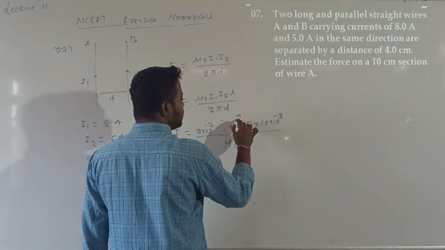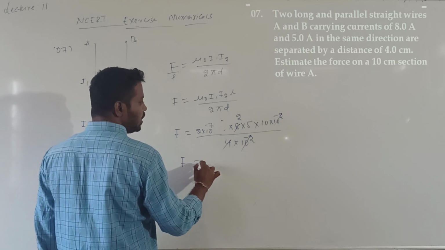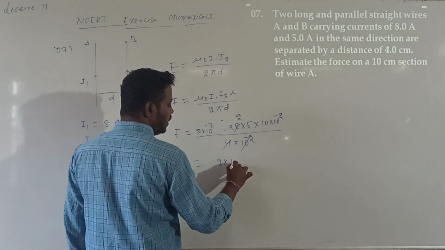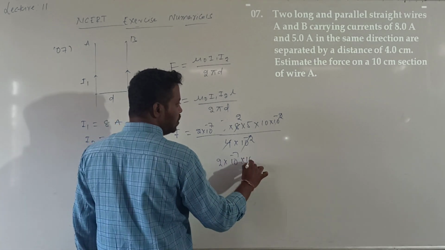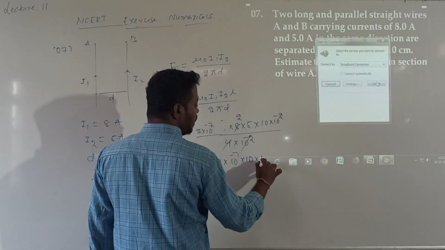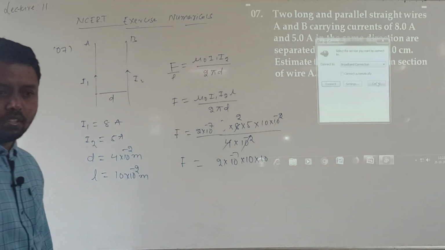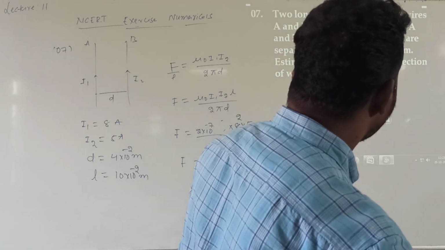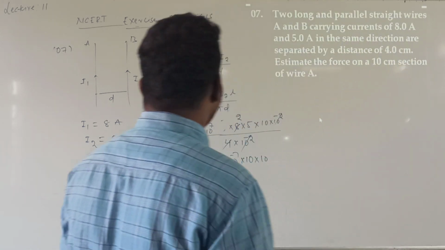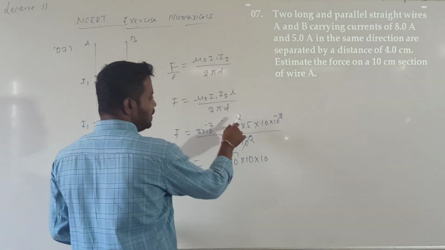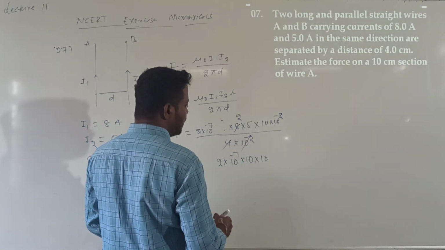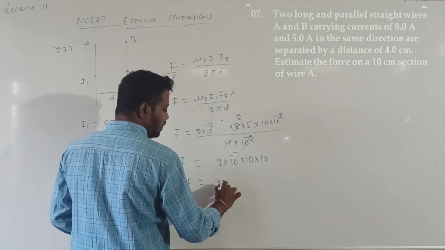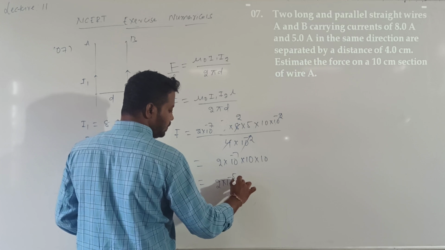4 ones are 4, 2 fours are... Then what is F value equal to? 2 5s are 10. This is 2 into 10 power minus 7 into 10, and here there is also 1 more 10. Correct? So then what will I get? Here 2 5s are 10 and here 1 more 10 is there. So F value is 2 into 10 power minus 5 newtons.